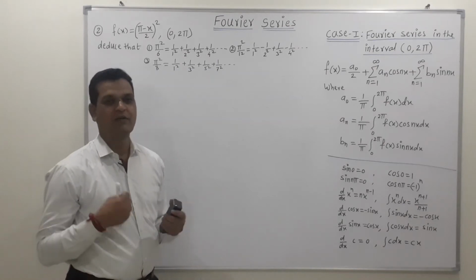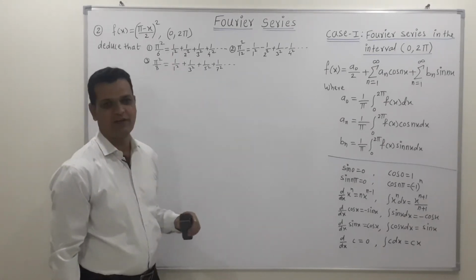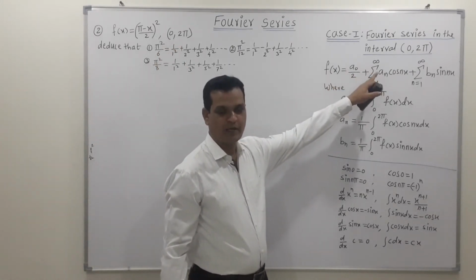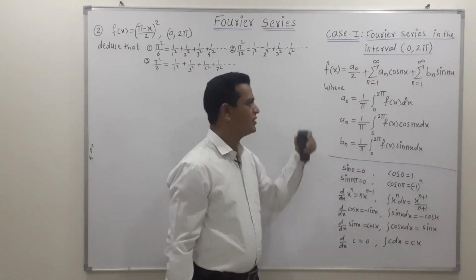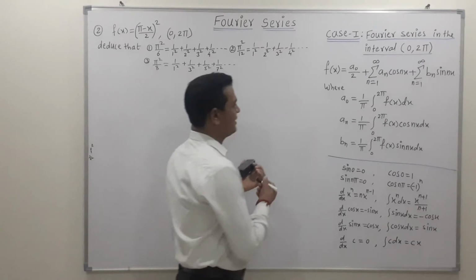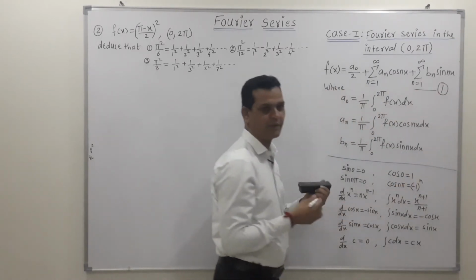So now friends, whenever we are solving any example based on the Fourier series, first check the value of the interval. So here the interval is 0 to 2 pi, which is of the type 0 to 2 pi. So this is case number 1. So apply the definition of Fourier series. So this is the definition of Fourier series. Let's call this equation number 1.